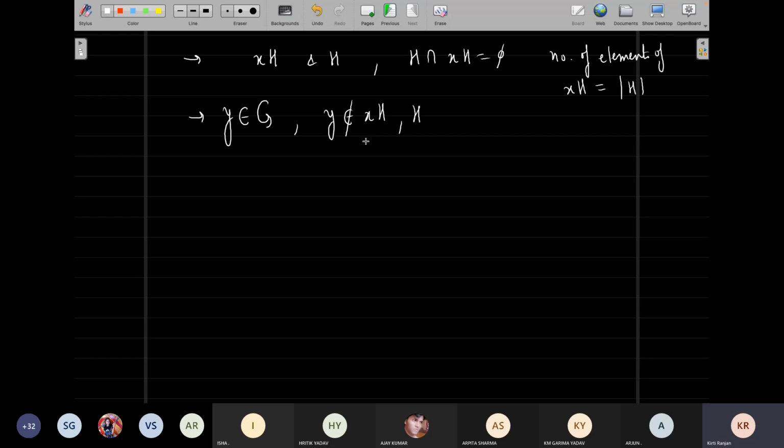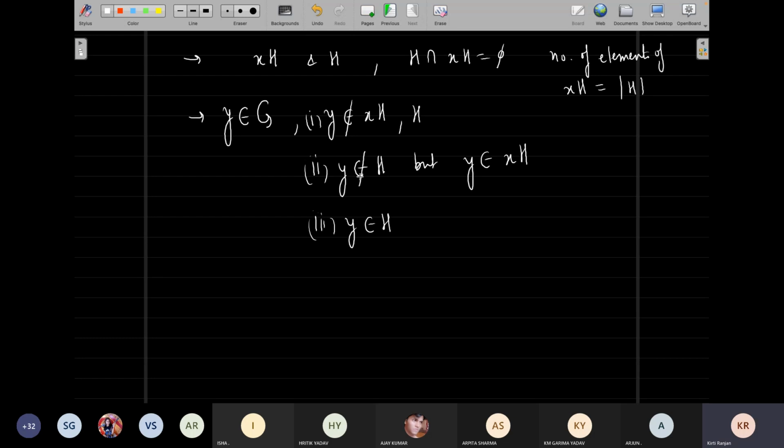What does that mean? Because if it belongs to any of these, then you won't get something new. But there are two possibilities in this case that you can think about: Y does not belong to XH, or second, Y does not belong to H, but Y still belongs to XH. Third, in case Y belongs to H.